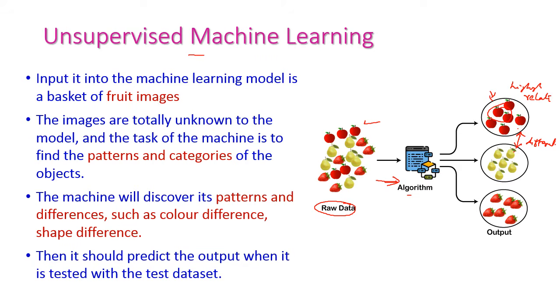So accordingly the machine will learn from the input data, and after learning completes, now I test the system with an apple image, one apple image, right? Now the algorithm relates this particular apple with all the other groups. Now it understands this is an apple and it goes to this particular class. Okay, so this is unsupervised machine learning.